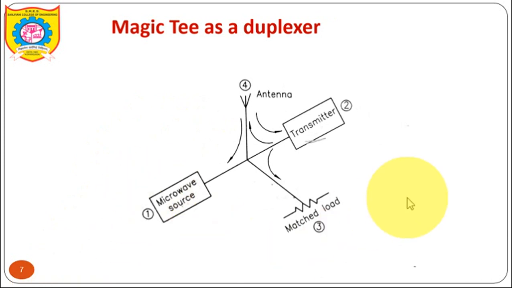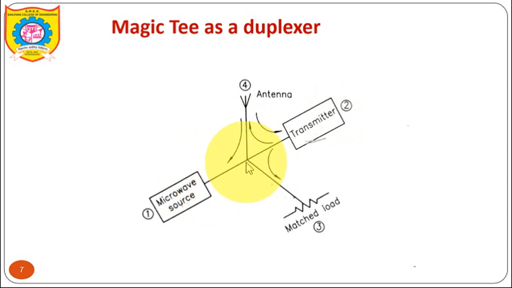Whereas in the case of the magic T as a duplexer, the transmitter and receiver are connected to port 2 and port 1 respectively. The antenna is in the E arm at port 4, and port 3 of the magic T is terminated in a matched load, which is shown in the figure. During transmission, half of the power reaches the antenna, from where it radiates into space. The other half reaches the matched load, where it is absorbed without reflection. No transmitted power reaches the receiver, since ports 1 and 2 are isolated ports in a magic T.